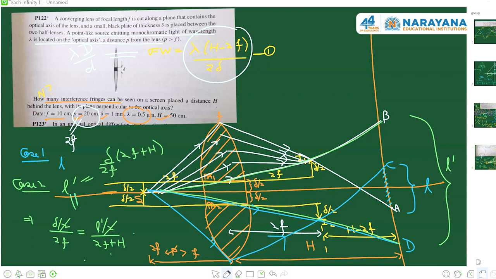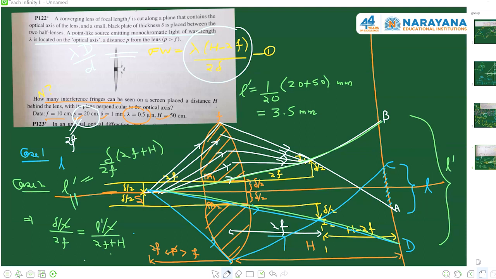Let's see what is the value. How much is L prime? Everything will be required, so I need to write it carefully. So 1 millimeter, these terms are given. So 1 upon 2f, that is 20 centimeter, and this 20 plus h is 50. These many millimeters. So it seems like 70 by 20, so 3.5 millimeters. That is one thing, L prime.